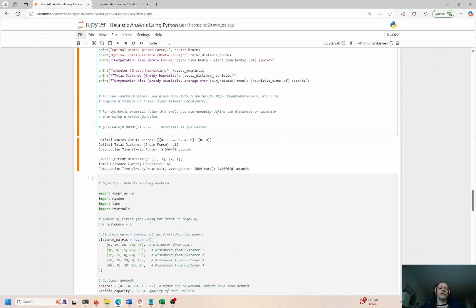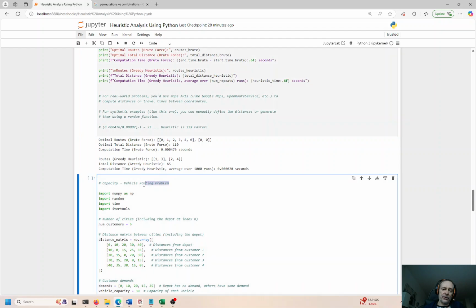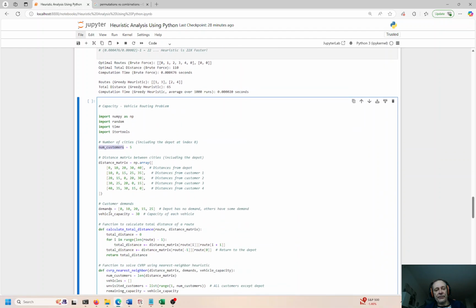So let's look at another similar type of problem. We have capacity limitations, another vehicle routing problem. Now we have the number of customers, 5, and we have the demands for each customer. We have the distance matrix like before, the demand for each customer, and then the vehicle capacity. So now we have another constraint that we didn't have in the last problem: there are limitations to how much each vehicle can carry.